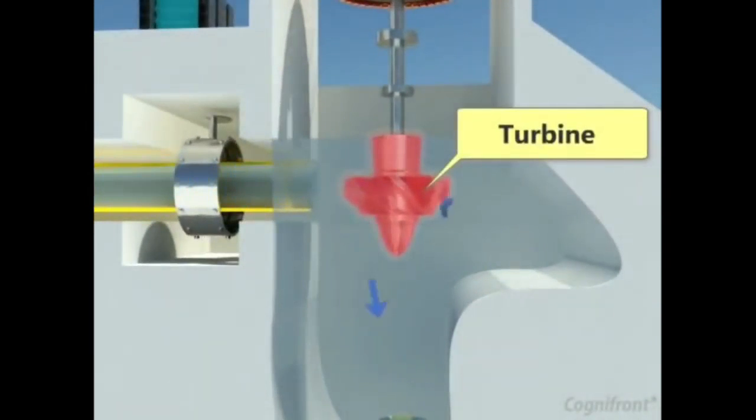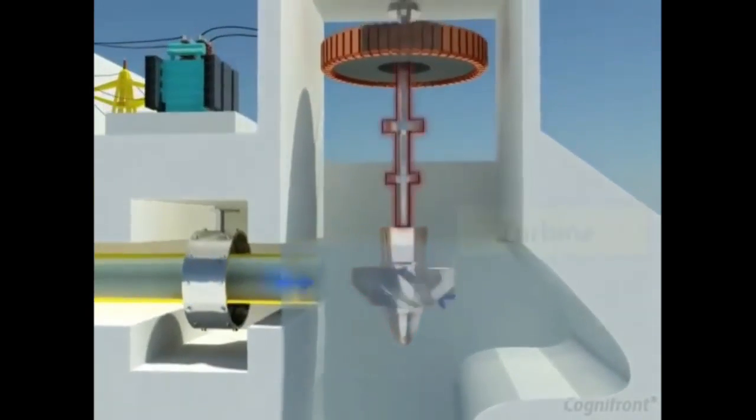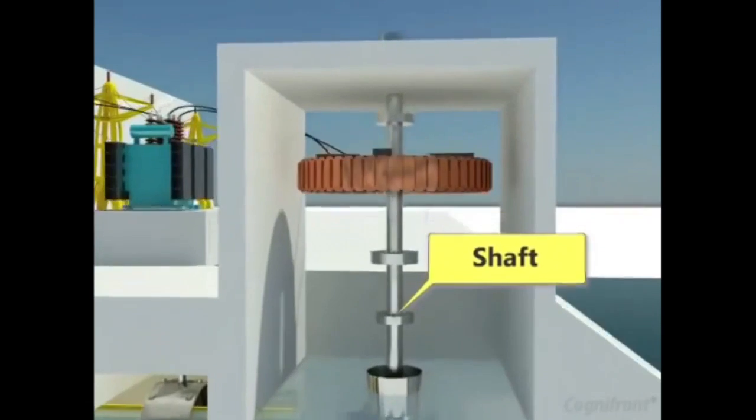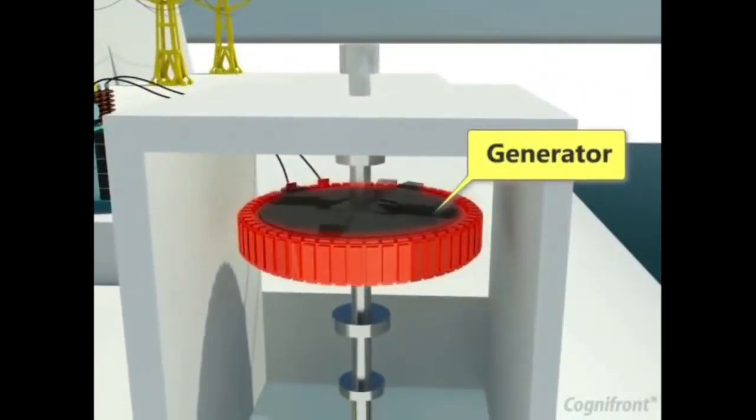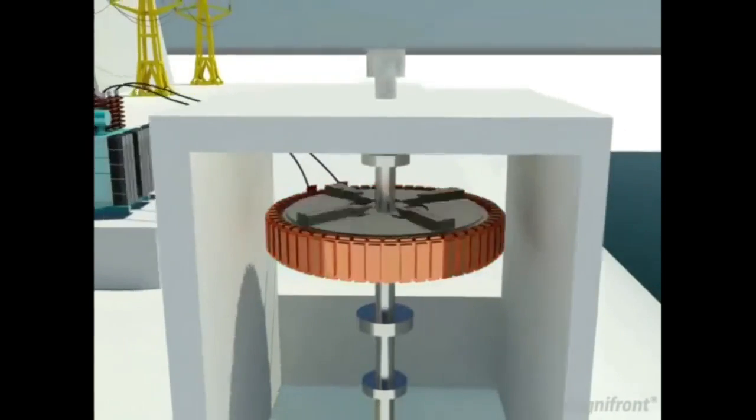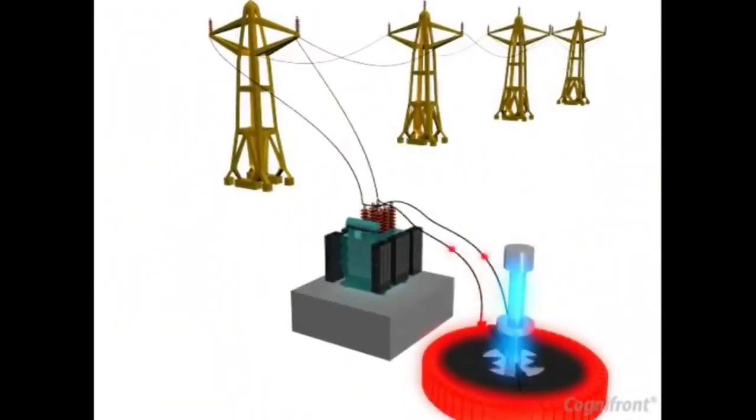So this runner will rotate. Now mechanical energy is produced here. You can see the shaft is rotating, which is coupled with the generator. Now the generator will generate the electricity. This is connected to the transformer. The voltages will now be raised. Then this will be distributed by the distribution line.